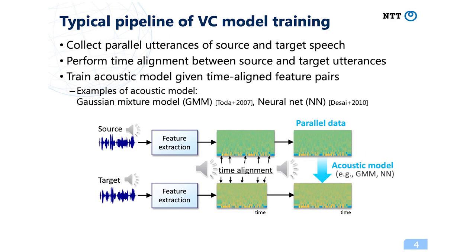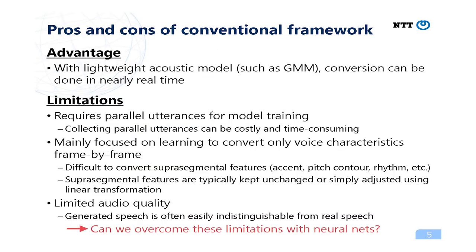So this is a typical pipeline of the VC model training in traditional frameworks, which consists of collecting parallel utterances of source and target speech, performing time alignment between source and target utterances so that we obtain the time-aligned feature sequences. And finally, training an acoustic model given time-aligned feature pairs. One example of this acoustic model is the Gaussian mixture model. So one advantage of this traditional framework is that with lightweight acoustic models such as GMM, conversion can be done in nearly real time. However, there are several limitations at the same time.